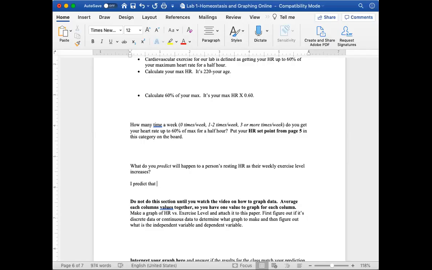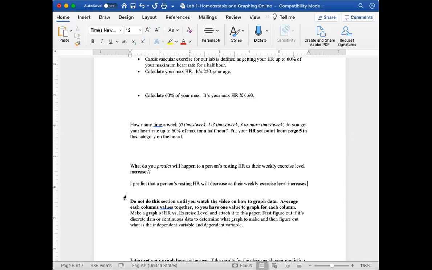Okay, so I predict that a person's resting heart rate will what? Decrease as their weekly exercise level increases. Okay, why do I think that?